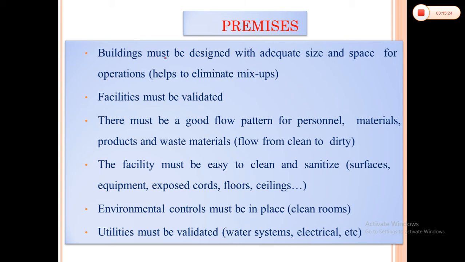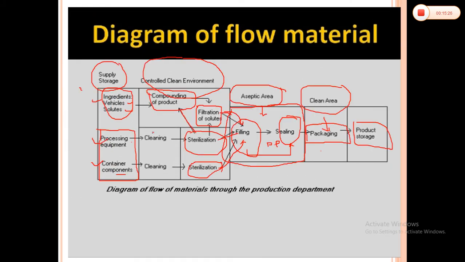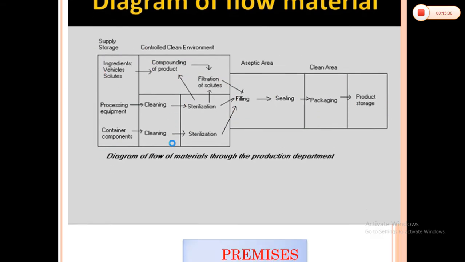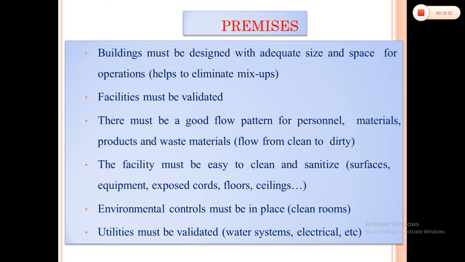Now here we can see in this flow that there are different areas. These are the areas that are closed off by a specific system so the flow can be maintained properly. As I have already discussed, the ceilings, walls and floors should be constructed of material that is easy to clean.